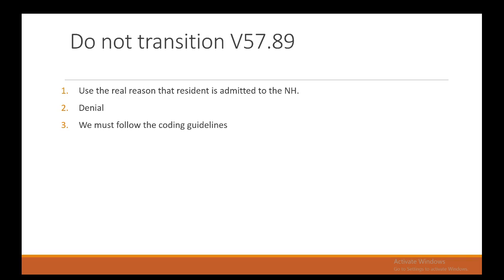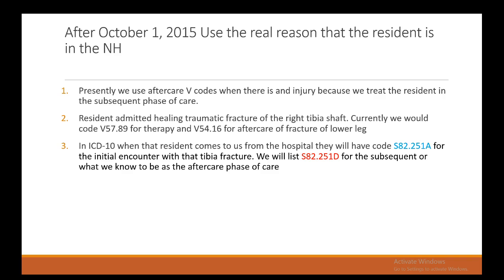Do not transition V57.89. You all in ICD-10 use the real reason that the resident is admitted to the nursing home as your 67. You will notice if you do decide to map V57.89, you will get a denial. It should not be mapped on your list. This is not a valid reason in ICD-10. We must follow the proper coding guidelines, and in the coding guidelines, we will not use that therapy code as our 67, but we will be using the real reason that the resident is in the nursing home. After October 1st, 2015, use the real reason that the resident is in the nursing home.